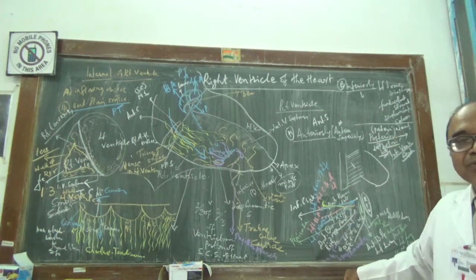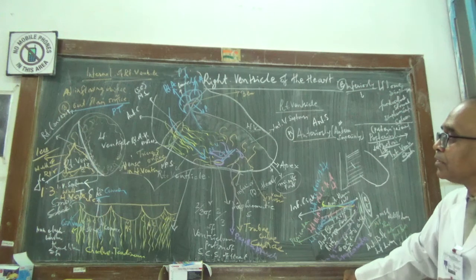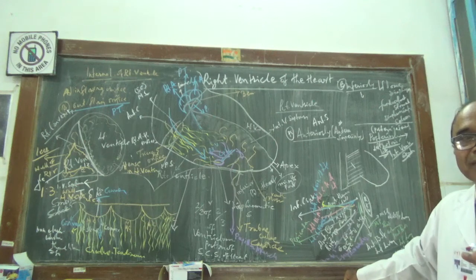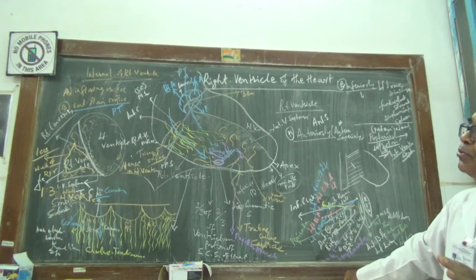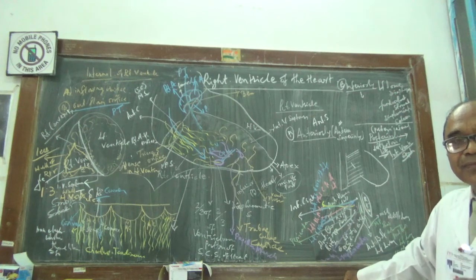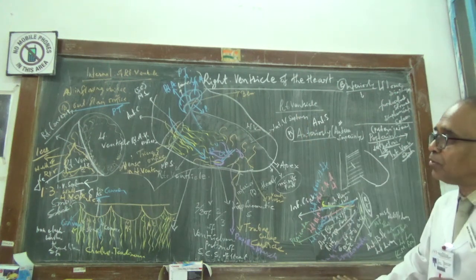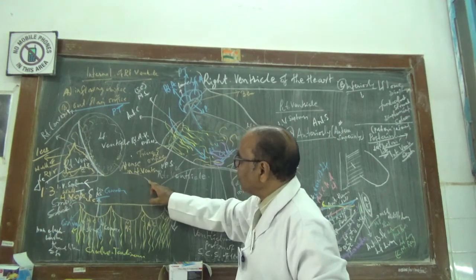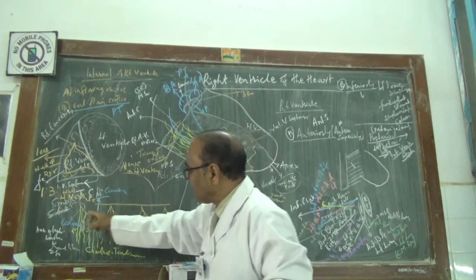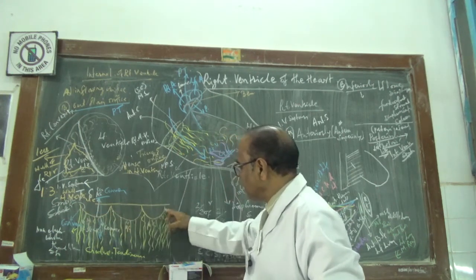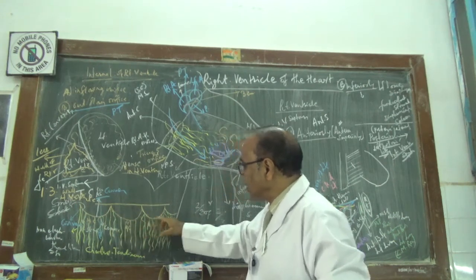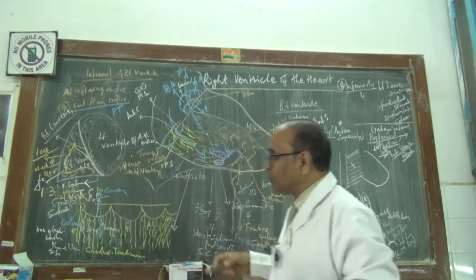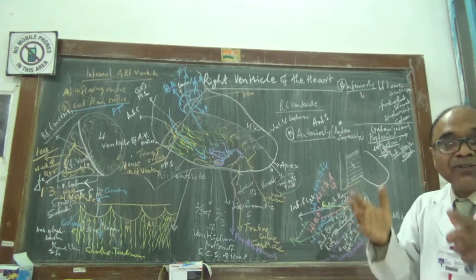So this is what one should know about. This is the thing you have to understand. After knowing the internal features of the right ventricle, one must know that the inflowing orifice of the right ventricle is the tricuspid orifice or right atrioventricular orifice, which has three cusps. This is the medial, this is the anterior, this is the posterior, concave and convex. It will be concave when there is atrial contraction.